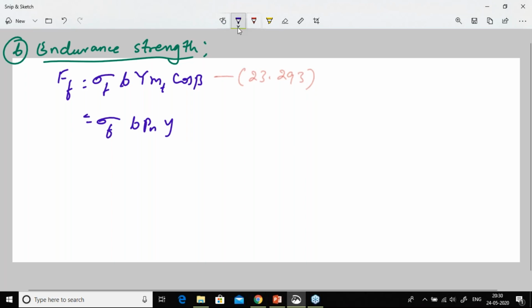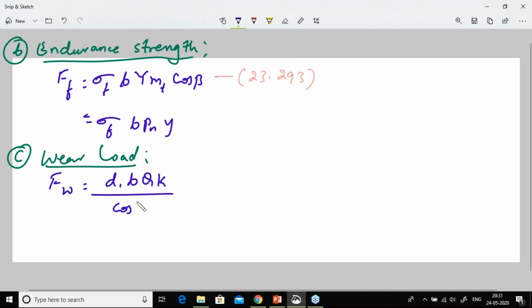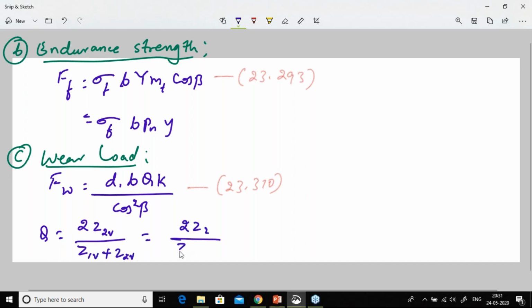Last step, that is wear load. So we have the equation for wear load. Fw equals d1 b q k divided by cos square beta. Equation number 23.310. So d1 is the diameter of the pinion, b is the face width, q is the ratio factor, which is equal to 2 z2v divided by z1v plus z2v, which is equal to 2 z2 divided by z1 plus z2.